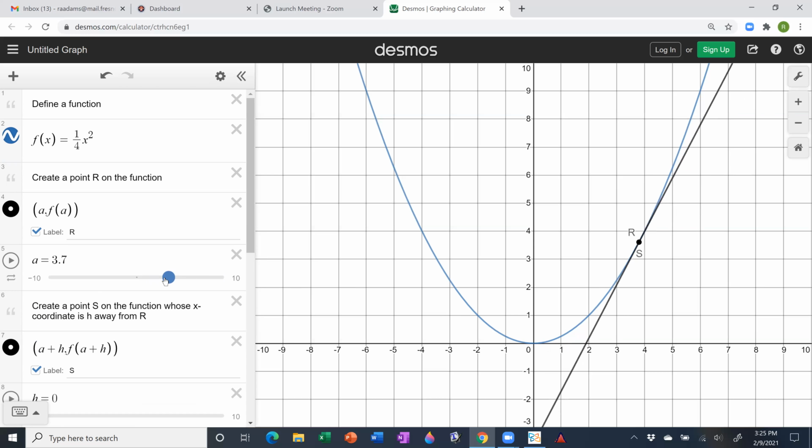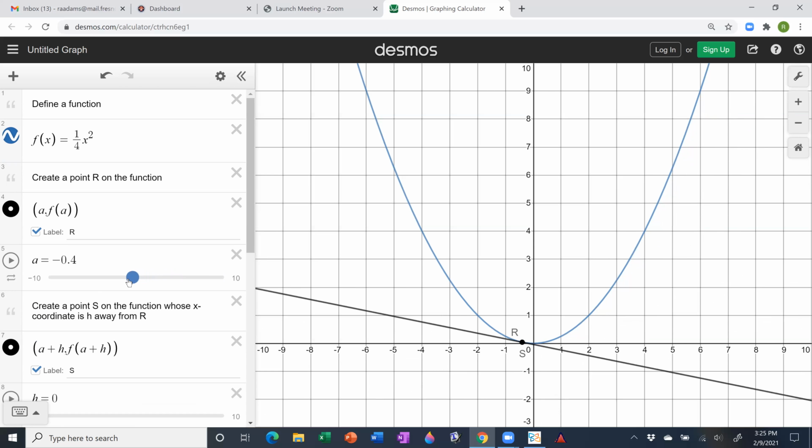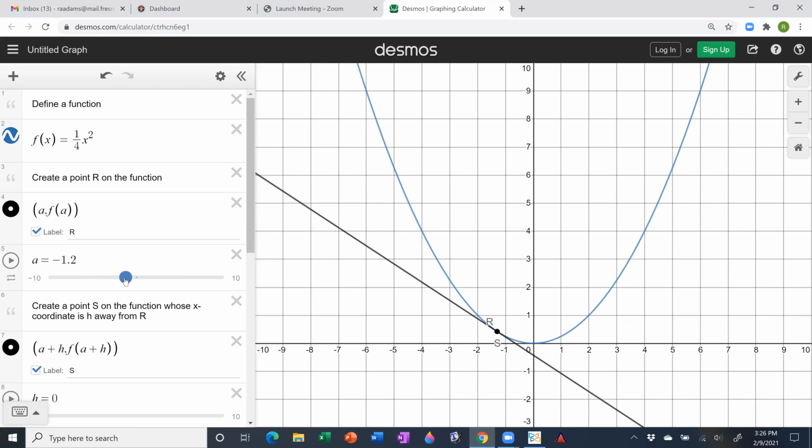And if I move A around, you can see that the tangent line is always touching the graph at just that one single point where R and S are the same point. And you can notice that wherever it ends up on the graph, it seems like it's also indicating the direction of the graph. So the slope of that tangent line is actually going to be the slope of the function at that single point as well.